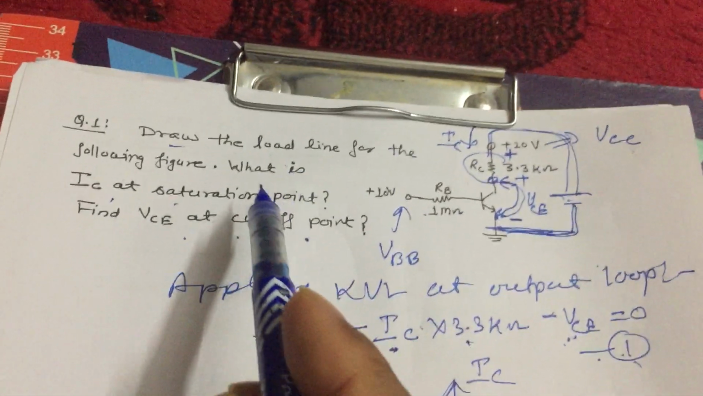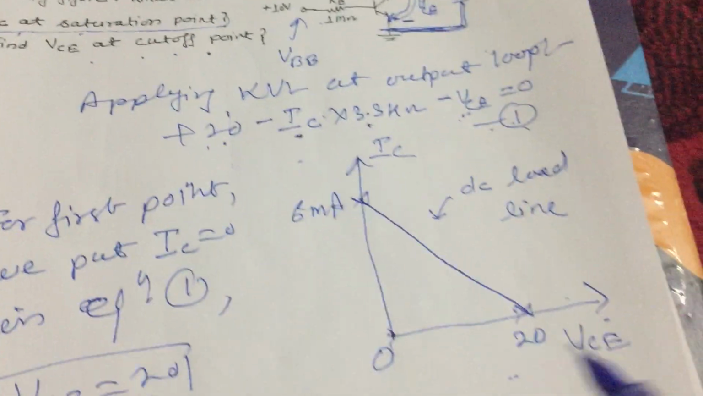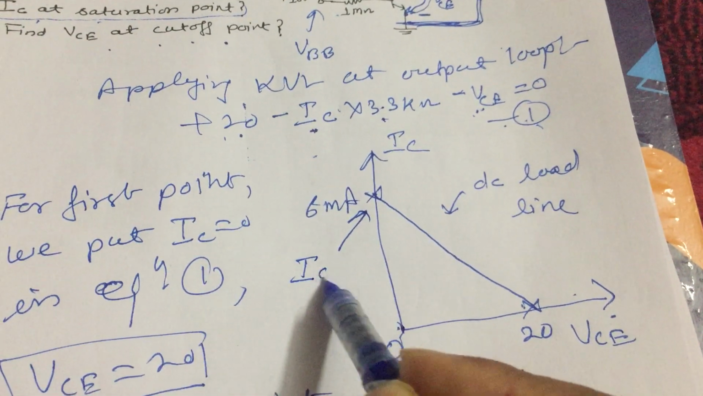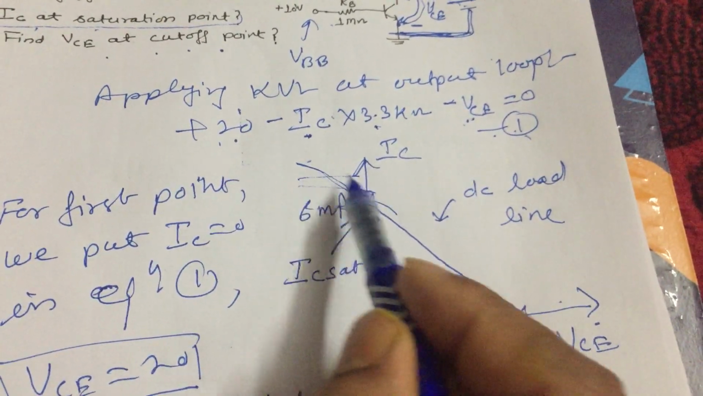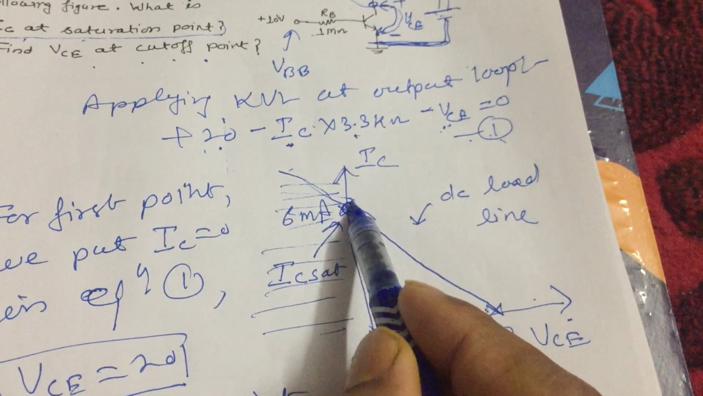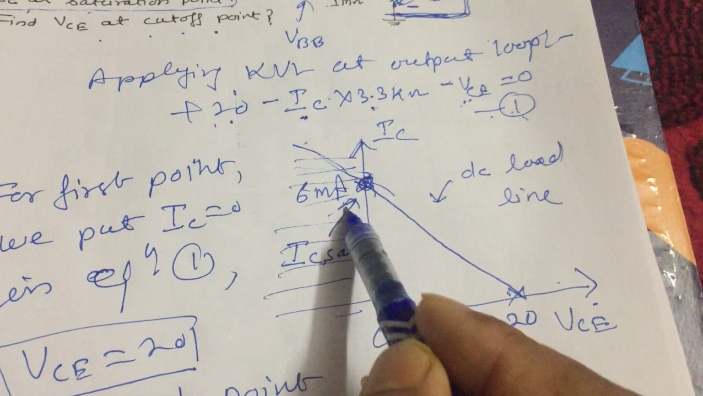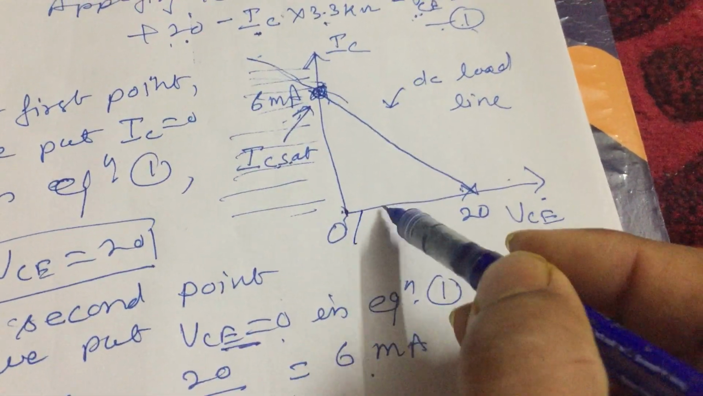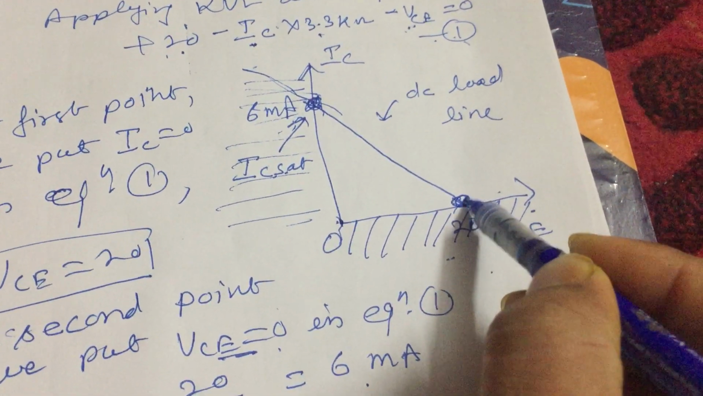Now in this question there is one more thing we require: the IC current at the saturation point. So this is IC saturation. When we draw the line, after this we enter into the saturation region. So this is the threshold point after which we reach the saturation region. This point is known as IC saturation. And we also require VCE cutoff. So below this we are inside the cutoff region. So this point is VCE cutoff.